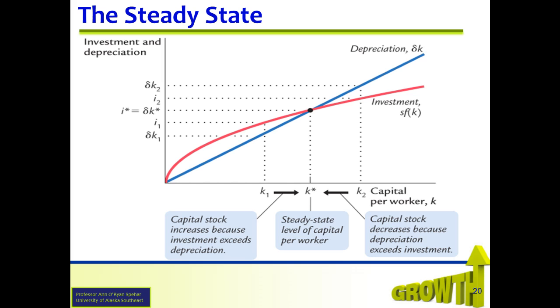The steady state is important for two reasons. First, the economy will stay there, just like equilibrium in the classical model. If the economy is not there, forces will kick in that will move the economy there. For example, suppose that the economy is at K1. The economy will be moving toward the steady state since investment is greater than depreciation. And if the economy is at K2, depreciation is greater than investment, so the economy will shrink until it arrives at K star, where investment is equal to depreciation. The steady state represents long-run equilibrium for an economy.